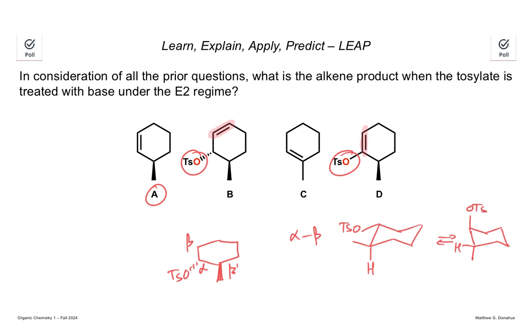So it doesn't, for the first approximation, meet the 180. That's not to say it will never happen, but it's kind of beyond the course of what we're learning here. So the main thing is the E2 needs to be an anti-relationship. For this one, we would say that's a syn elimination. That can happen, but for our purposes here, we're primarily focused on the anti.